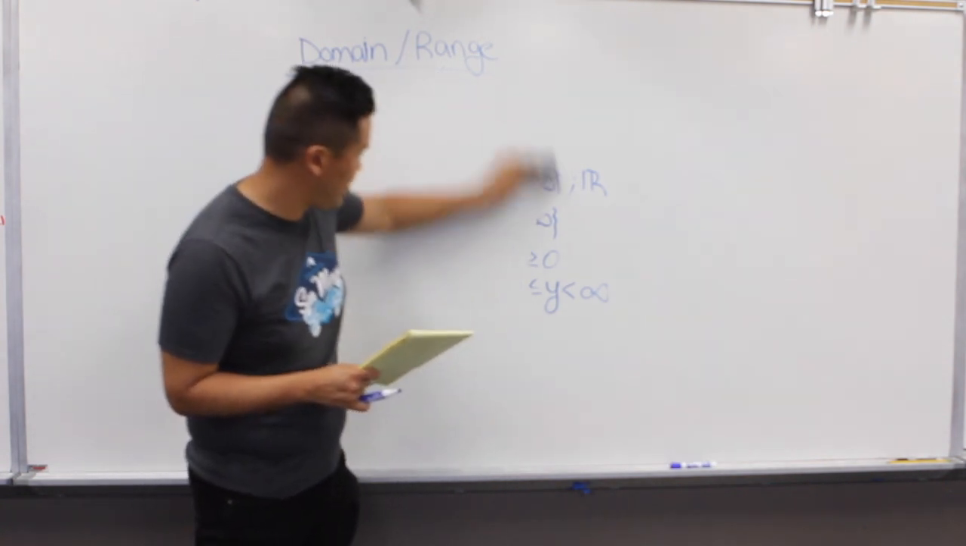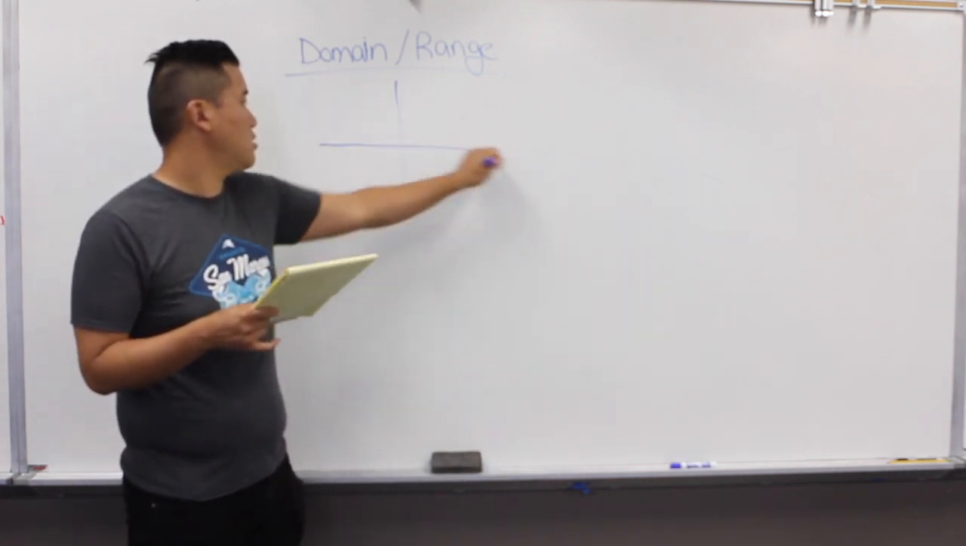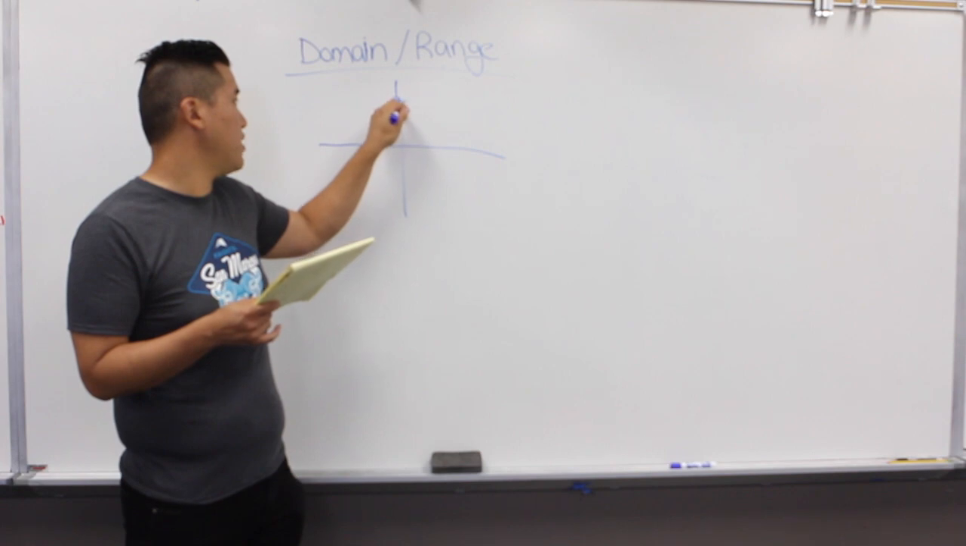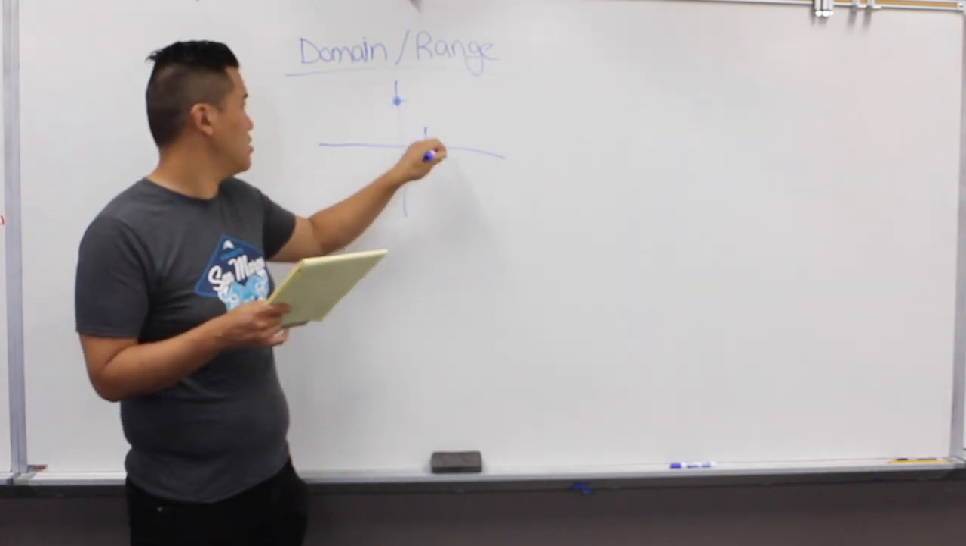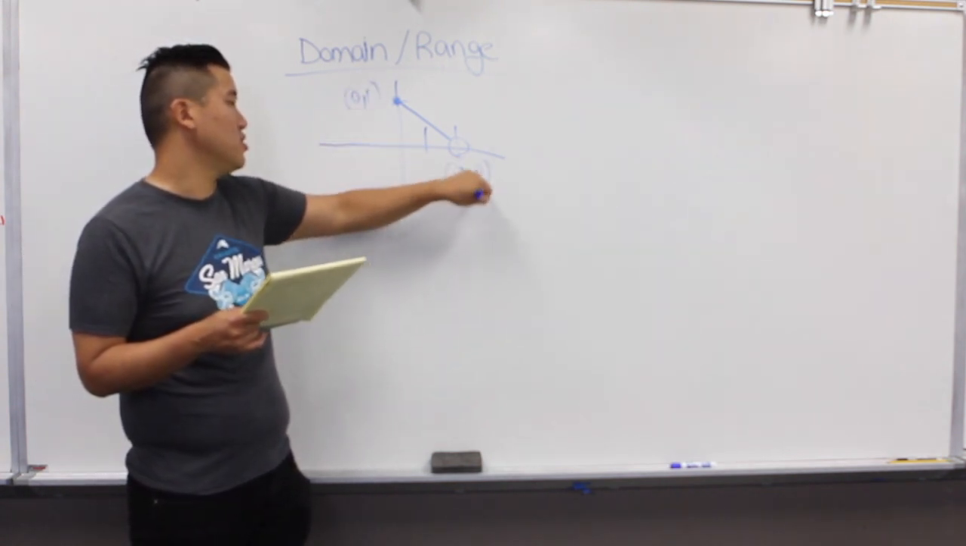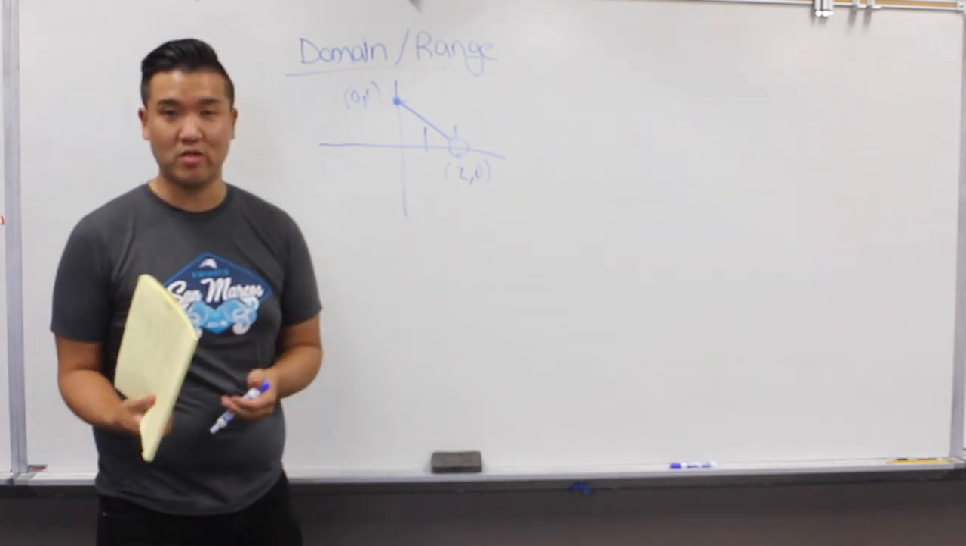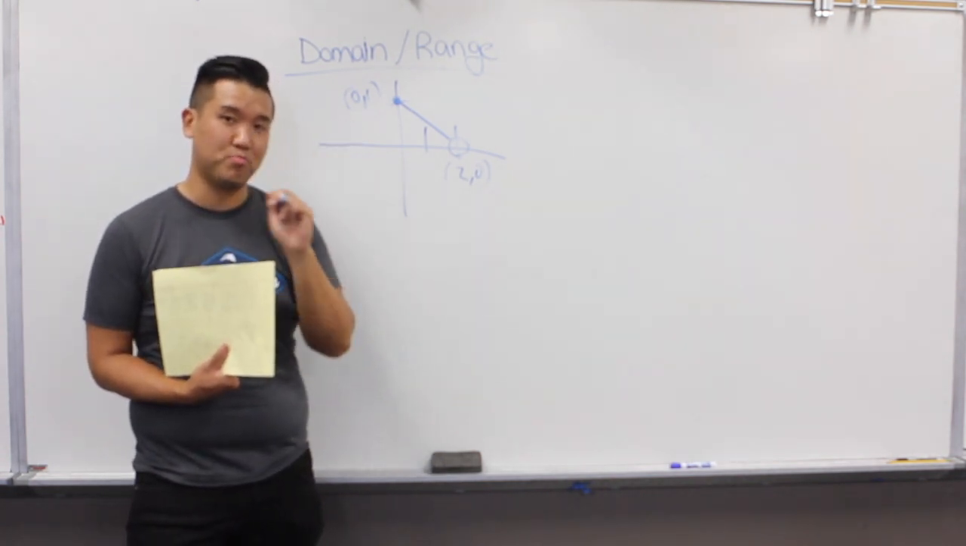Let's try another example. Let's do a segment. So I have a point there, and I connect this. So let's say (0, 1) and then (2, 0). All these two functions that we talked about graphically were continuous. The first one was discrete because that's specifically points.